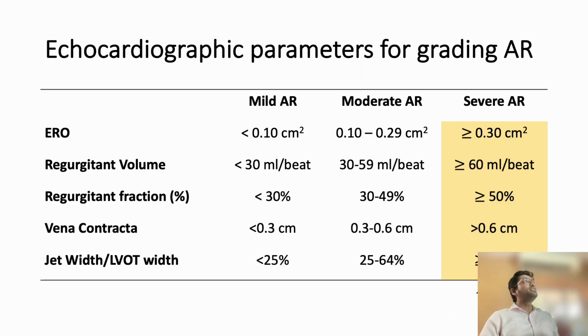That is why PHT is not considered a routine echocardiographic parameter for grading AR per se, because right now only these 3-5 echocardiographic parameters are there for grading AR: effective regurgitant orifice area, regurgitant volume, regurgitant fraction, vena contracta, and jet width by LVOT width.